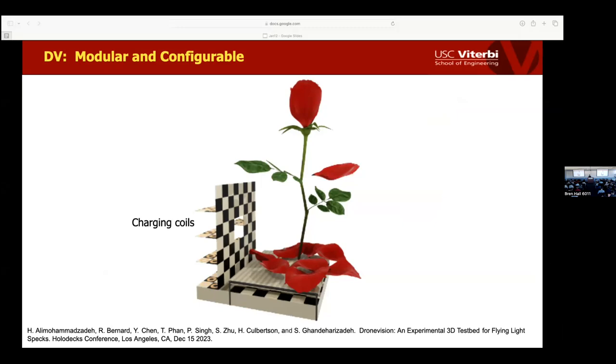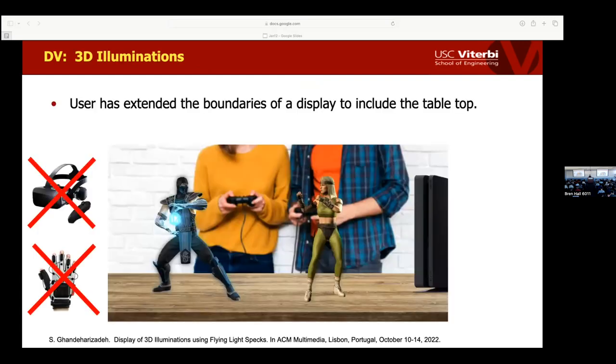And so we view this drone vision to be modular and configurable. Once the user has programmed it and the illumination is stable, meaning that there are no more rogue FLSs flying around into people's eyes and nose and ears, the user may remove the panels from around the drone vision, take the top and put it on the side of it. Now the charging coils are behind it, and more importantly, the illumination can extend beyond the sides of the base of that drone vision. In fact, the user may be able to find an area outside of the drone vision. Here, for example, the user has specified a tabletop, so the illuminations may extend beyond the base onto the tabletop, such that the renderings are illuminated there.